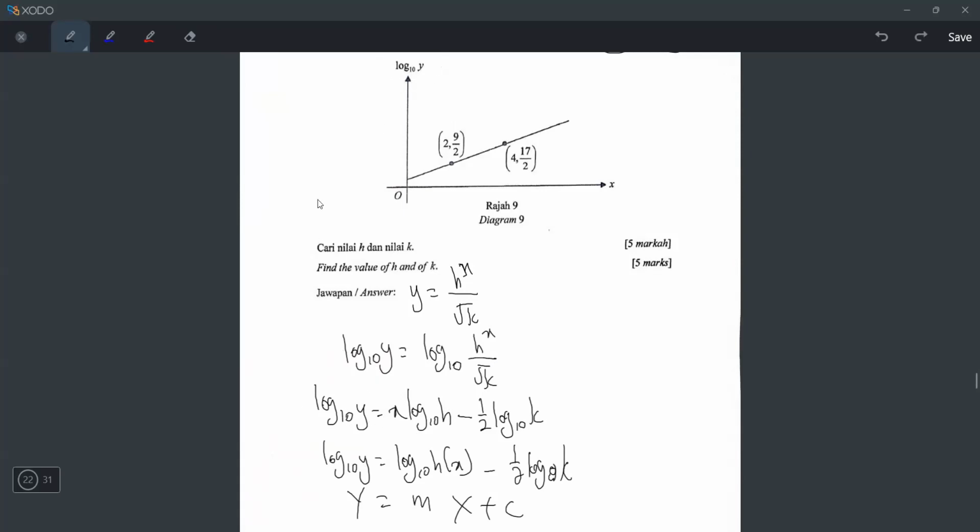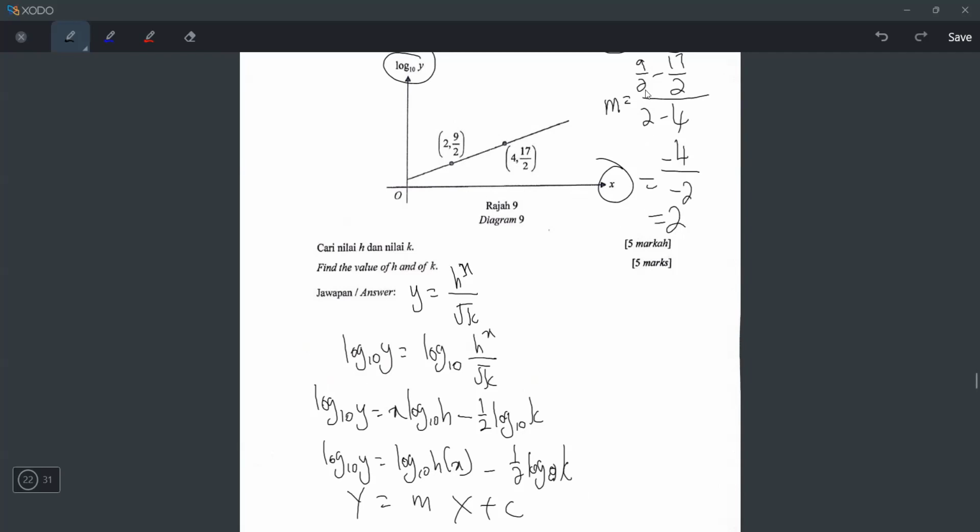Yes. Can you see my y-axis is log y and it is matched already, and the x-axis is x, also matched already. Means my gradient is log h, my y-intercept is negative 1 over 2 log k. From the graph, can we find the gradient? How? 9 minus 17 over 2 minus 4. So I will get negative 8 over, and 2 minus 4 is negative 2, negative 4. So the gradient is 4.